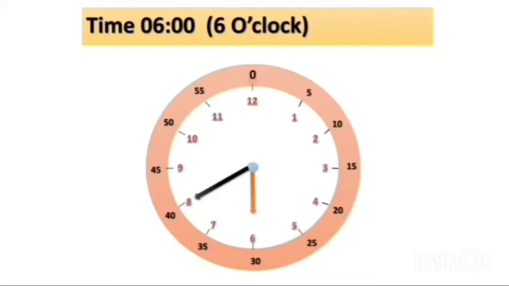When it is at 8, 40 minutes past 6. When it is at 9, 45 minutes past 6. When it is at 10, 50 minutes past 6. When it is at 11, 55 minutes past 6. And when it is at 12, the hour hand moves to the next number, that is 7. So the time shown over here is 7 o'clock.